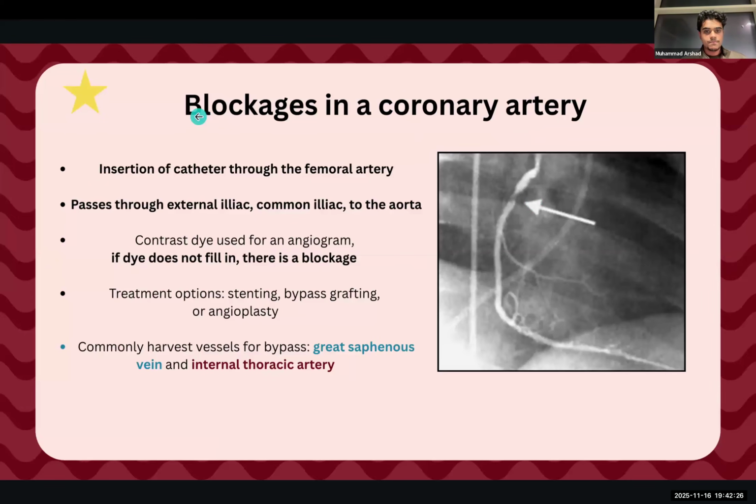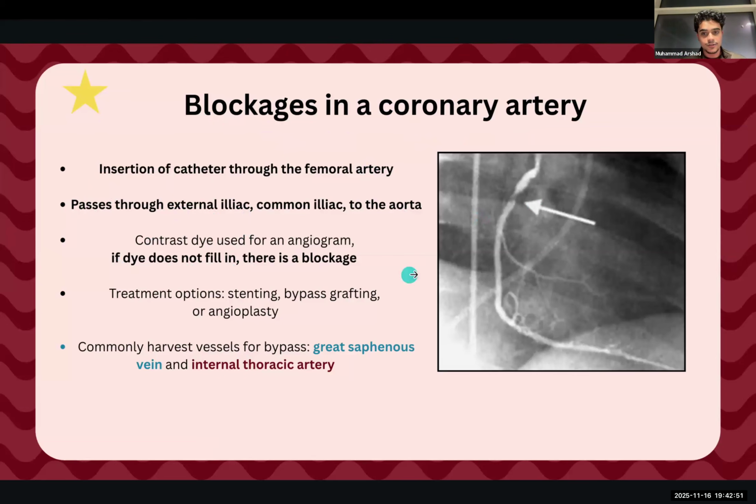Okay, so the other thing that Dr. Atif spoke about in this dry lab is blockages in a coronary artery. So how do we visualize a coronary artery to begin with? Well, we insert a catheter through the femoral artery, which is in the thigh. This catheter then passes through the external iliac, common iliac, and all the way to the aorta. And once we reach there, we use a contrast dye for an angiogram, okay?